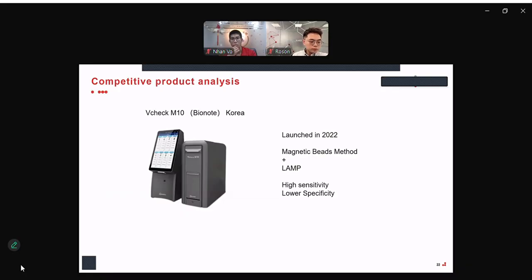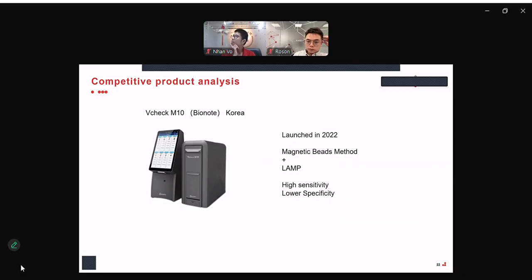But I believe in the future you will meet a lot of competitive products. You must know that for the fluorescent immunodeficiency analyzer, there is a brand called WeCheck. This is a brand from Korea. The company's name of this brand is called Bionote. This machine was launched in 2022, so we can make some comparison between this machine and the Incycle machine.